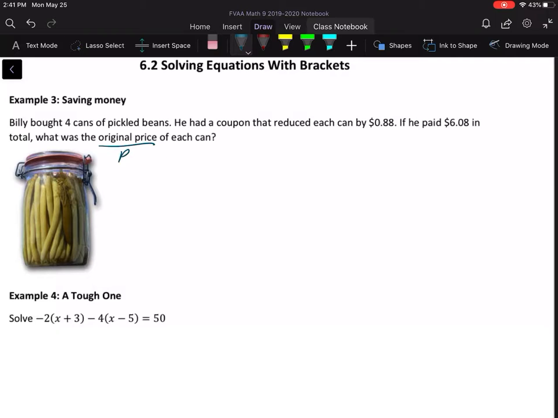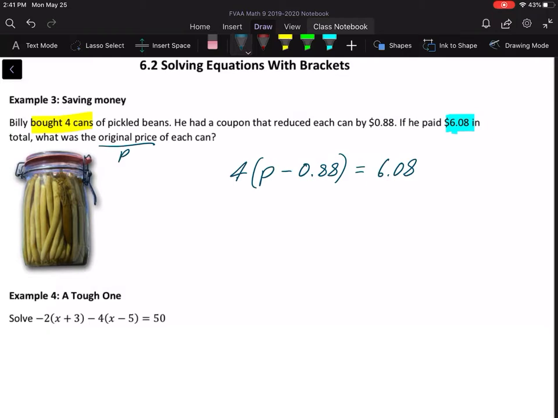This is going to be P, okay? So the original price of each can was reduced by 0.88 cents, right? So the original price was reduced by 0.88. Now, how many of those cans did we buy? We bought 4 cans. So that reduced price is going to be multiplied by 4, and the total price that we paid is then going to equal $6.08. Okay? So now we've got to figure out what P is.